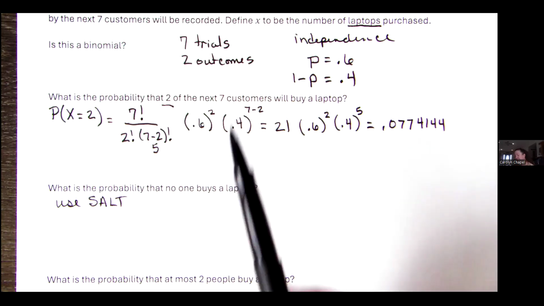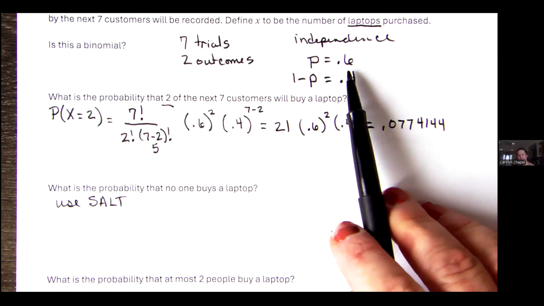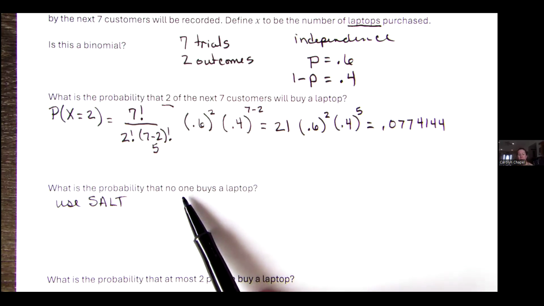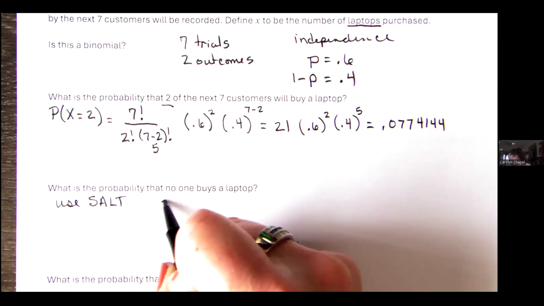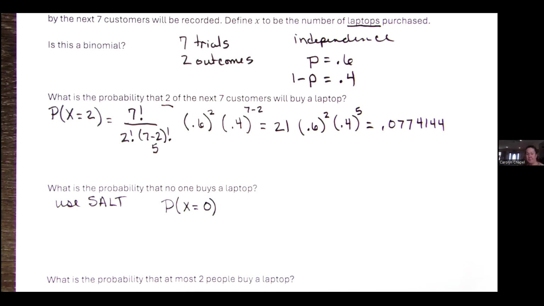So I know that we have 7 trials. I know that my probability is 0.6. And here I also need to know what I'm looking for. So what is the probability that no one buys a laptop? So that means I'm going to be looking for the probability that X is equal to 0. So no one, meaning 0.